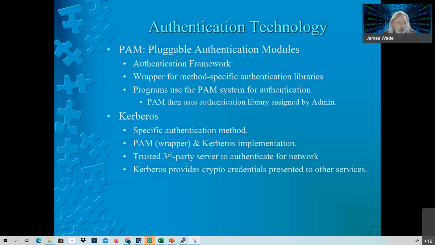There we go. Kerberos was a specific type. It still used PAM, but you would have an application that could use PAM and Kerberos. What Kerberos did is it became a trusted third-party device that would provide credentials for the service. In other words, it gave permission, like SSH uses Kerberos. If I SSH to a system, that system would use Kerberos to give me some crypto credentials between the two end devices.